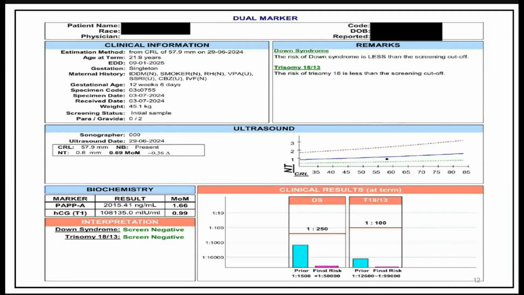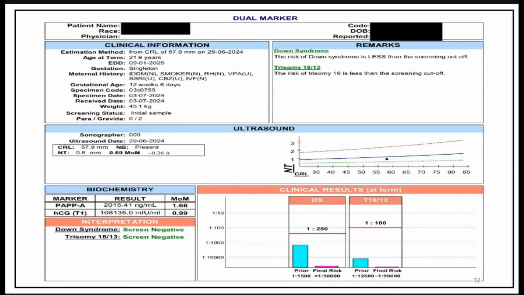Here is a report of a dual marker test for which we have taken into account the clinical information of the patient, the ultrasound findings, and biochemical parameters. Here we can see that for clinical information, we have taken gestational age into account, which has been calculated using CRL. Then we have taken maternal history into account of insulin dependent diabetes mellitus, smoking history, then Rh positivity or negativity, and certain drugs which are associated with aneuploidies. We have also taken into account the weight and gravidity and parity of the patient.